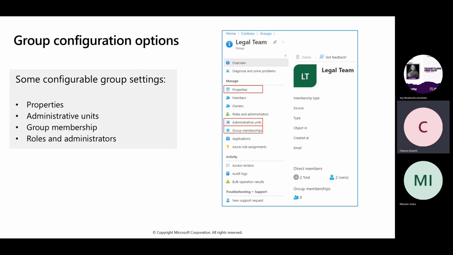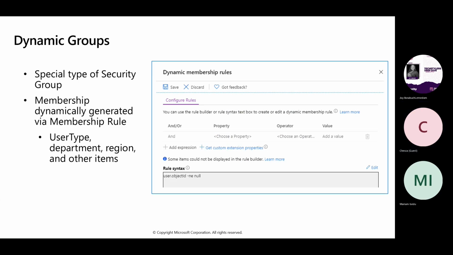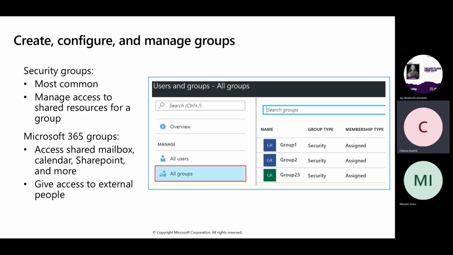Sorry, could you go back to slide 32? I didn't get the, okay, this one. Okay, so I said that we have different types of groups.